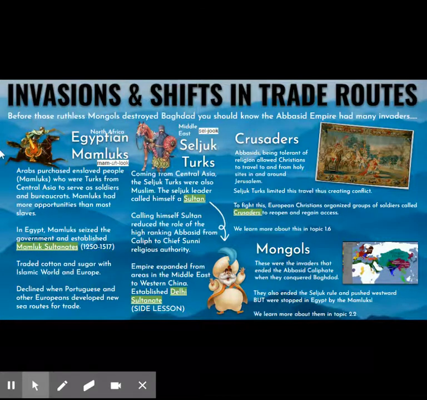All right, so let's take a look now at these different groups that came in and ruled different parts of the once great empire, because there were many invaders even before the Mongols tried and successfully destroyed the empire in 1258. The first group was the Mamluks. Mamluks were former soldiers, slaves actually. They were slaves from modern day Turkey, and they were a nomadic people.